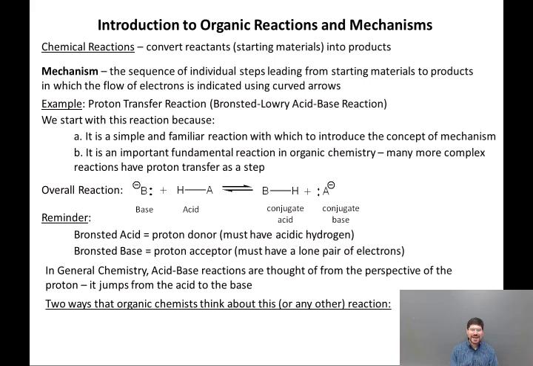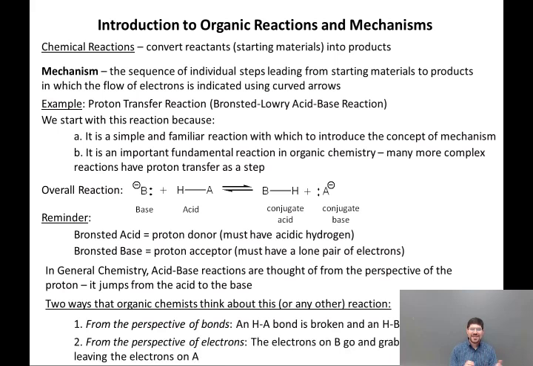So there are two ways that organic chemists think about this reaction, and fundamentally how organic chemists think about any organic reaction. First of all, from the perspective of bonds. An HA bond is broken and an HB bond is formed. And then second of all, from the perspective of electrons. When we think about it this way, the electrons on B go and grab a proton from HA, leaving the electrons that were formerly in the HA bond on A.